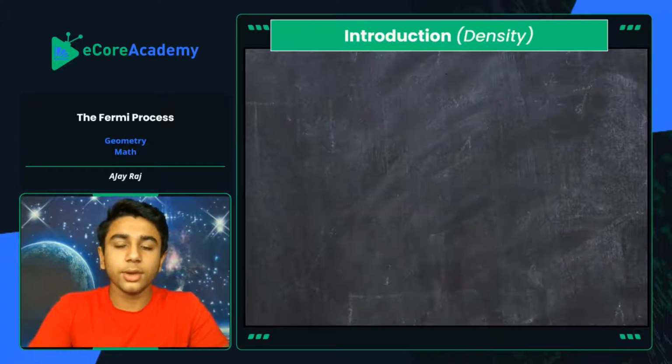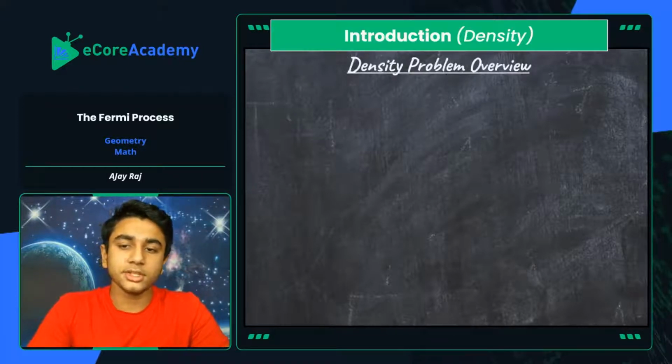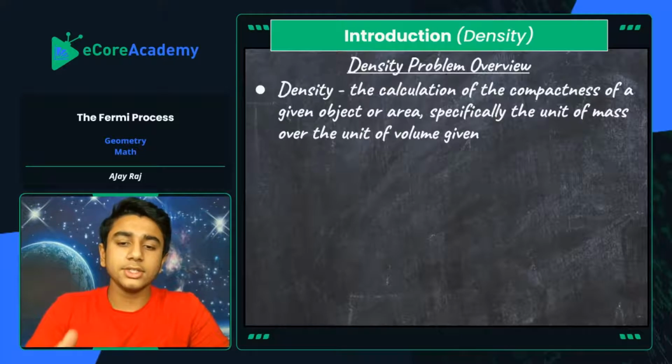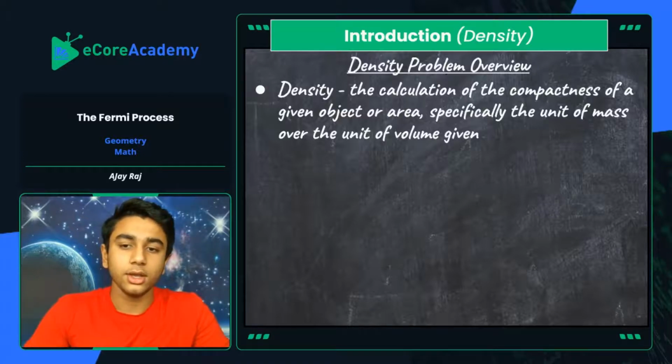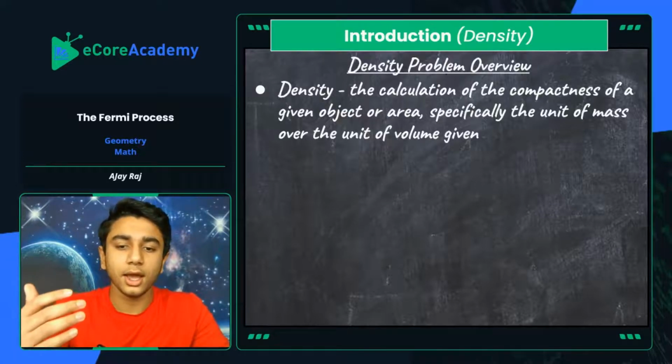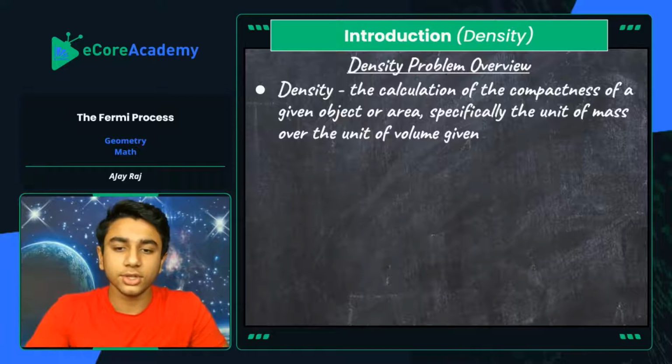Moving on. Now we're going to introduce density. Let's look at exactly what density is and what some of its properties are. So this is our density problem overview. Density is the calculation of the compactness of a given object or area, and it specifically correlates with the unit of mass over the unit of volume given. This is a calculation that we come across oftentimes in science, especially in chemistry. So density has to do with the division or the calculation between the mass of a given object as well as the volume of that given object.